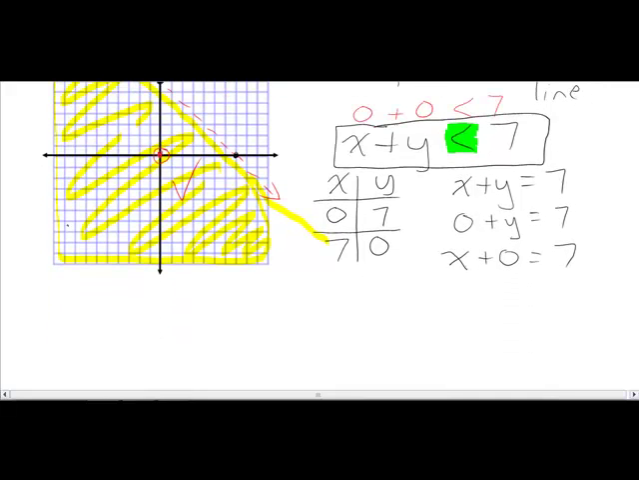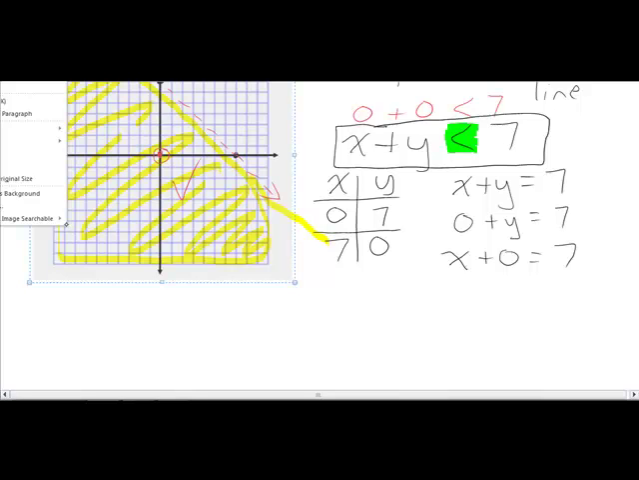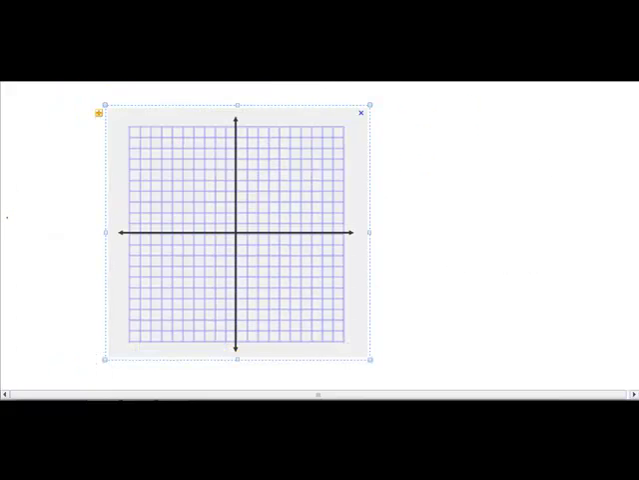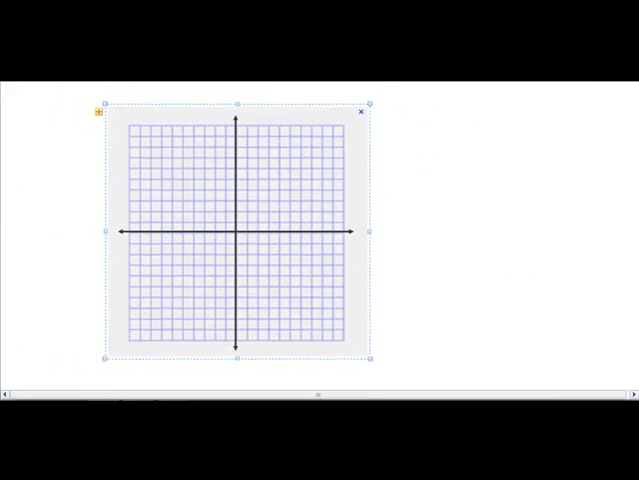Let's look at one more. Let me see if I can copy this real quick. Paste it. All right, let's look at another one, because we don't want to just give you one example and run.